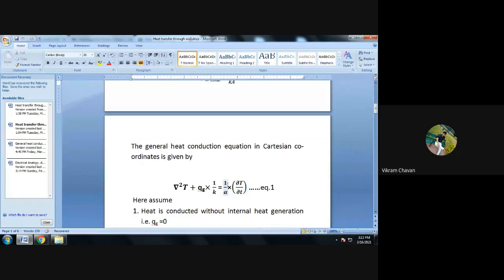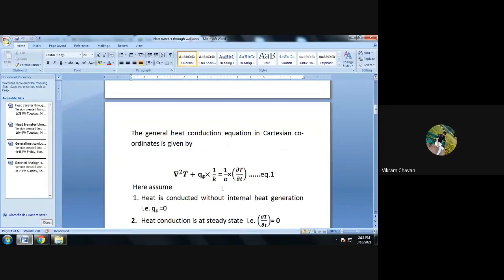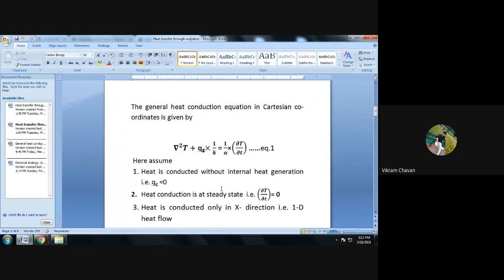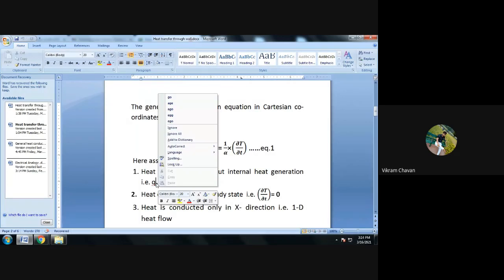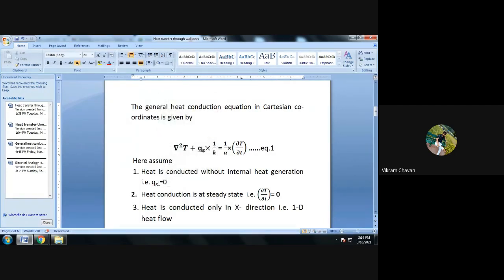Now, to deduce this equation in the form of one directional heat transfer, we require some assumptions, and these assumptions are useful to carry out the further derivation. The first assumption is that heat is conducted without internal heat generation. What does it mean? There is no internal heat source present in that particular wall geometry.